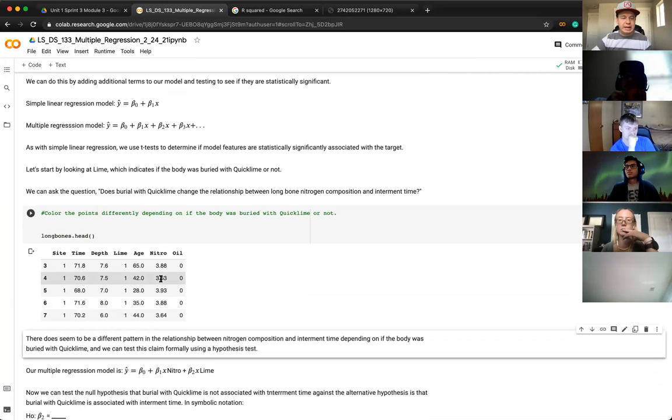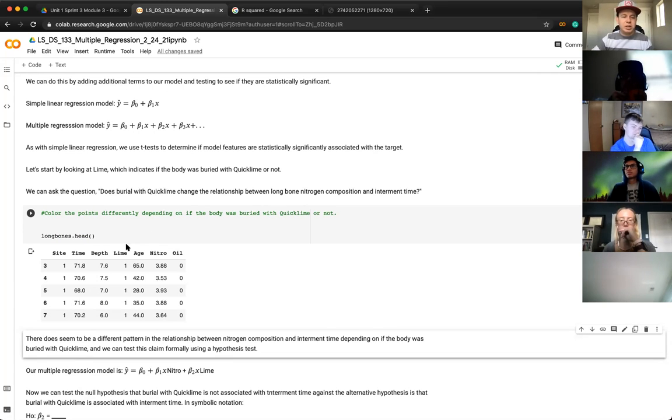Right now we're using nitro to predict time. Oil is no longer useful to us, so we can't use that because we've removed all the ones in that column. This is just a column of zeros now. But we could still use depth, lime, and age. We probably won't use site very much today, but we're going to try some of these other ones and see how it helps the R squared, or the goodness of fit.